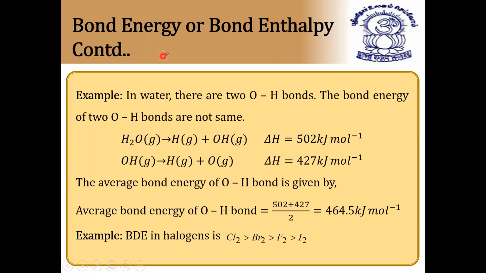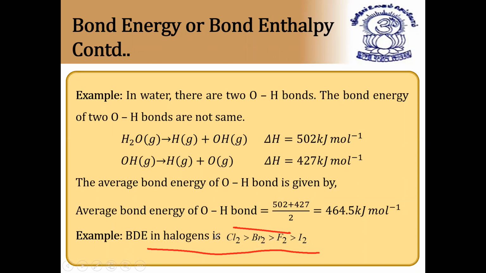This is most important. All of you please note this order, they will ask. The bond energy order in halogens is chlorine greater than bromine greater than fluorine greater than iodine. This order is very important. It is not following the regular trend. The regular trend would be fluorine greater than chlorine greater than bromine greater than iodine. But here they follow chlorine greater than bromine greater than fluorine greater than iodine.